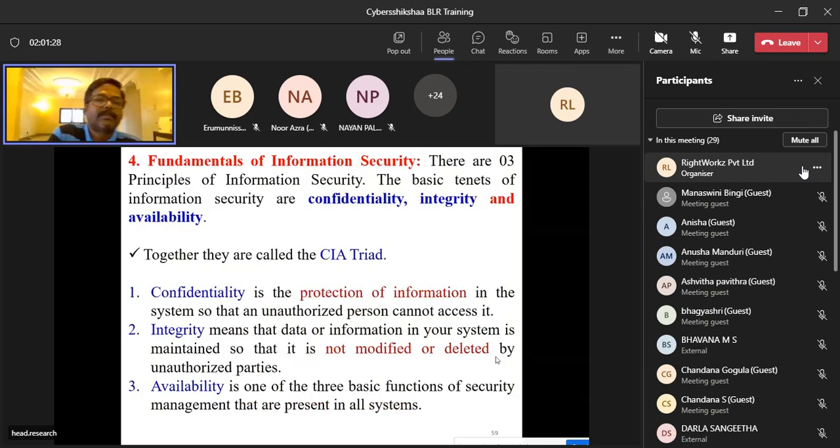Then the fourth concept is fundamentals of information security. There are 3 principles of information security I have explained already.